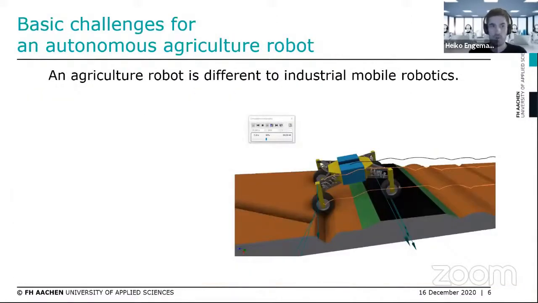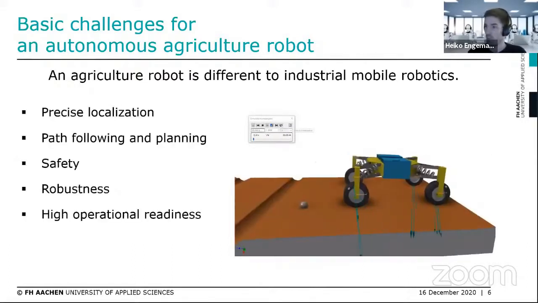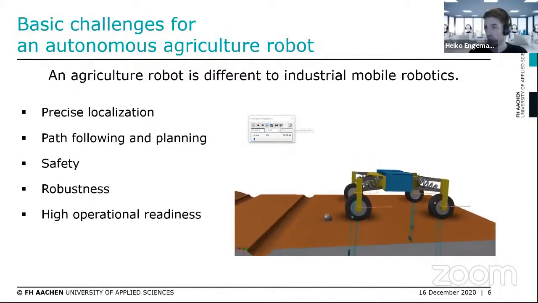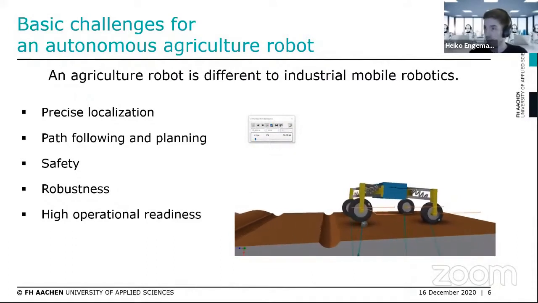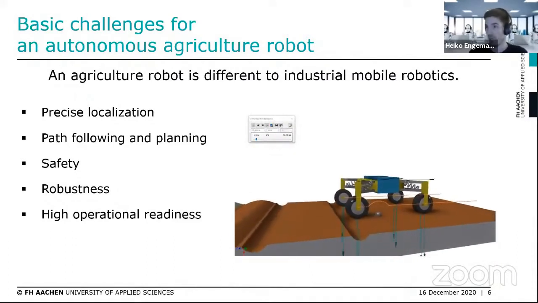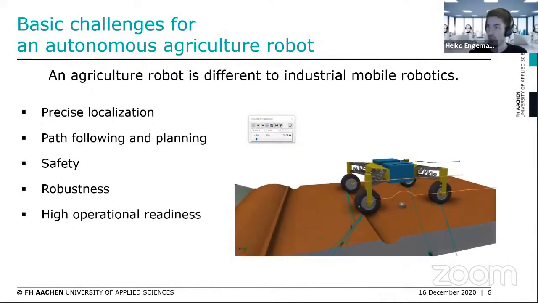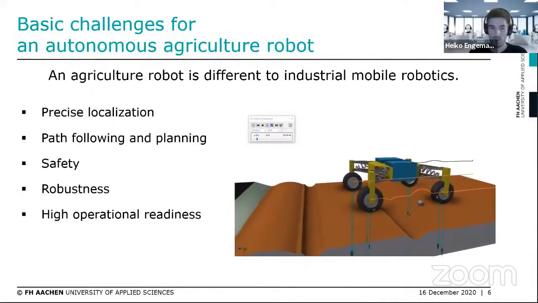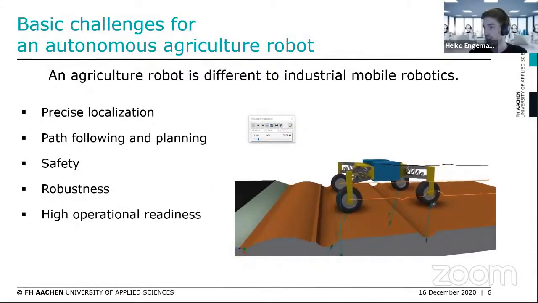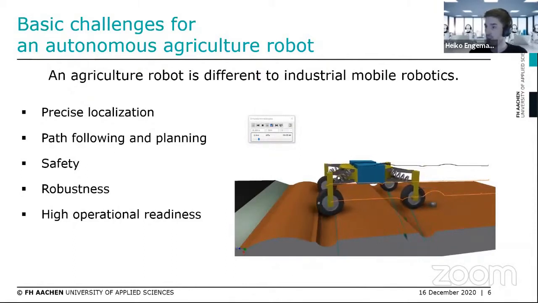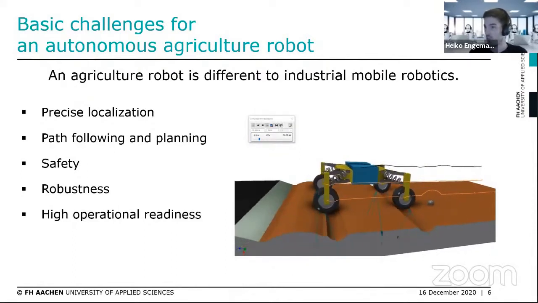The requirements for an agriculture robot are different from, for example, industrial mobile robots, but they share some of the same characteristics. For example, a precise and reliable localization is a key requirement for the path following and the process execution. Every plant on the field represents money for the farmer. Therefore, a stable path following is needed to secure that none of the plants are damaged. In addition, a precise localization is also needed for the process execution.